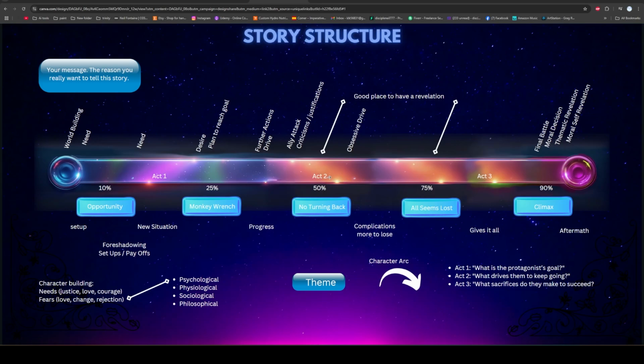All seems lost. From here to here, you're just going to ramp up his obsessive drive to push toward the end, with complication after complication to try to prevent him from reaching his goal until the point where the complications get so bad it seems like all hope is lost. Like, how is he going to achieve his goal? So the 75% mark, that's at 1 hour and 18 minutes in this movie. That's when we hit that mark.